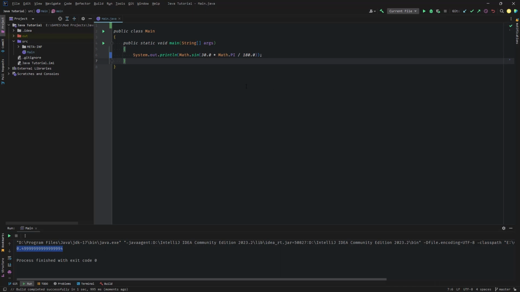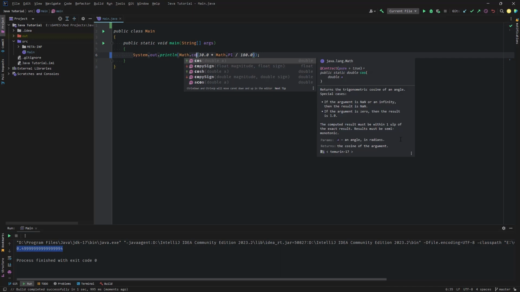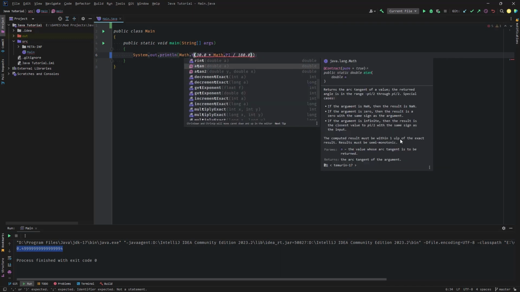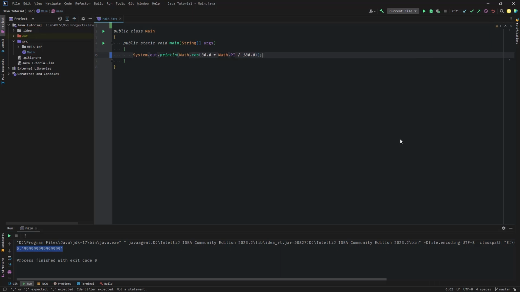There are different mathematical trigonometric calls, for example, cosine, tangent, or arctangent, okay? So let's take a look at cosine. And again, it's the same thing. It's asking for radians. So you will multiply your degree by Math.PI divided by 180. And if you keep your mouse on Math.PI, you see that it's a constant double equal to this, okay? So play, and you get the cosine of 30.